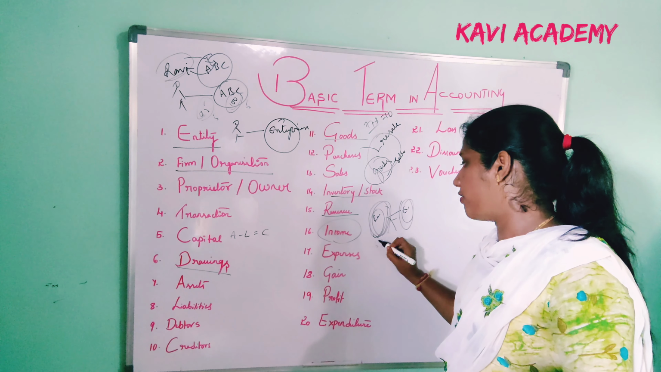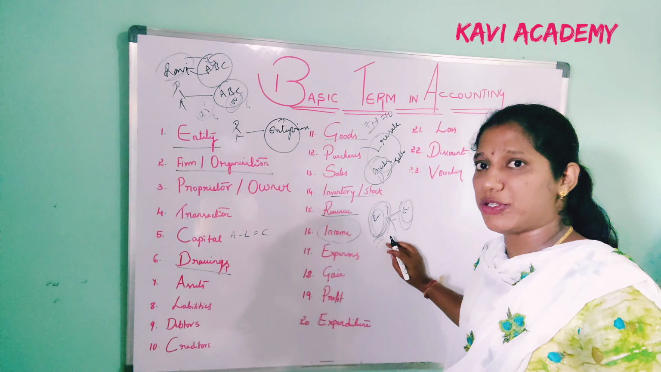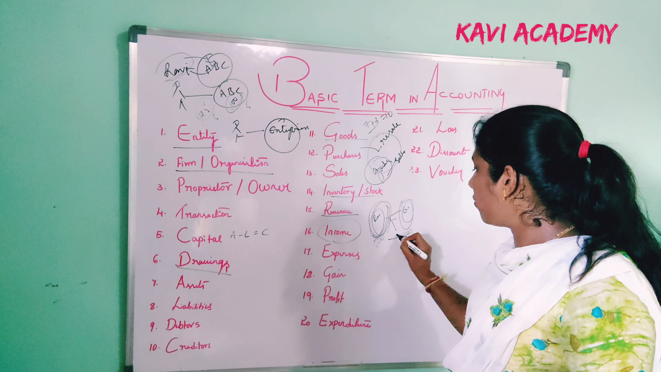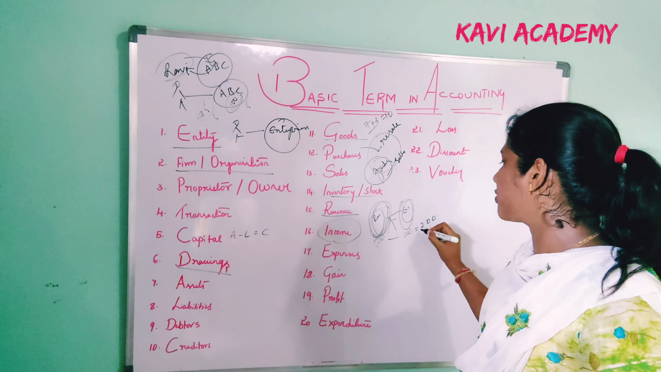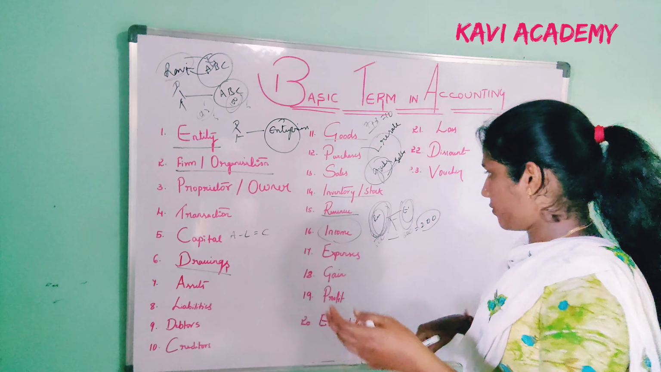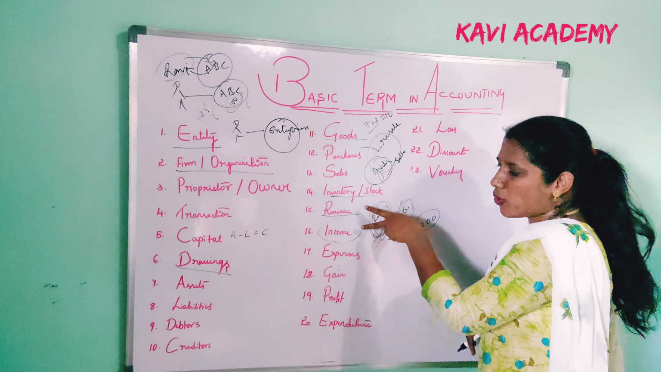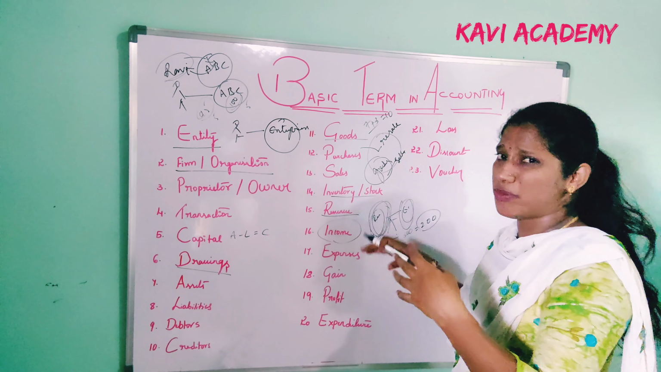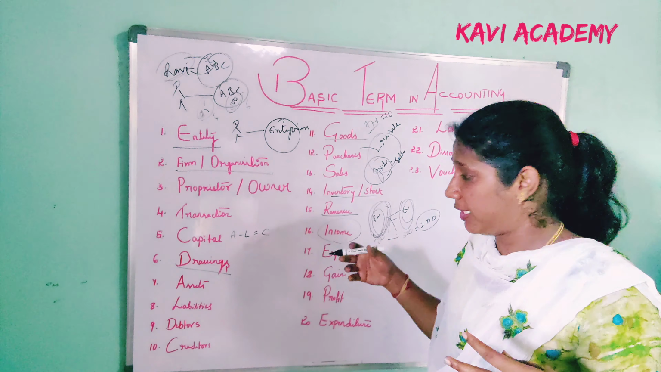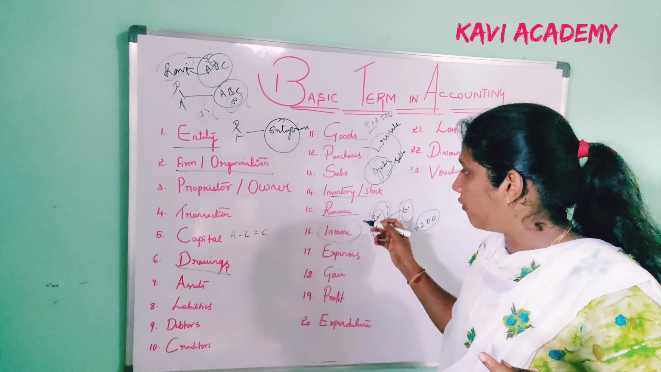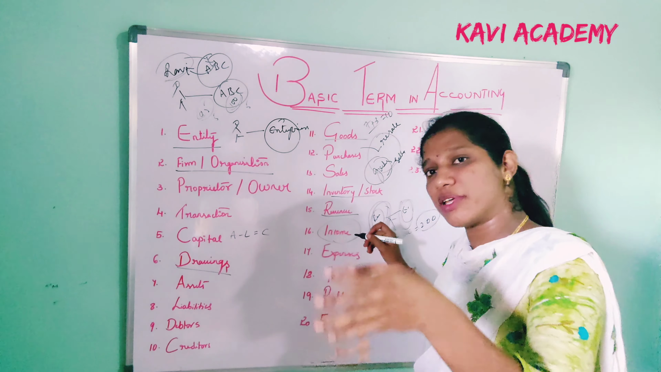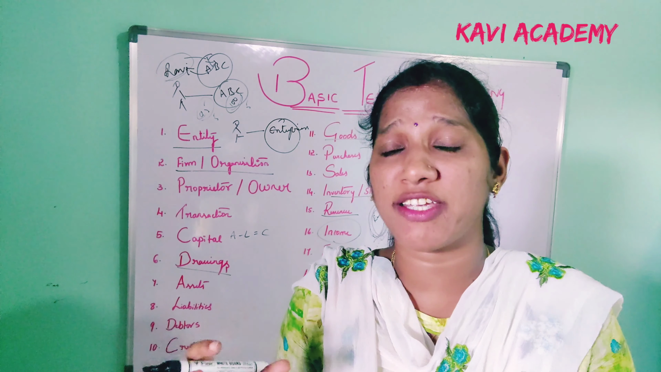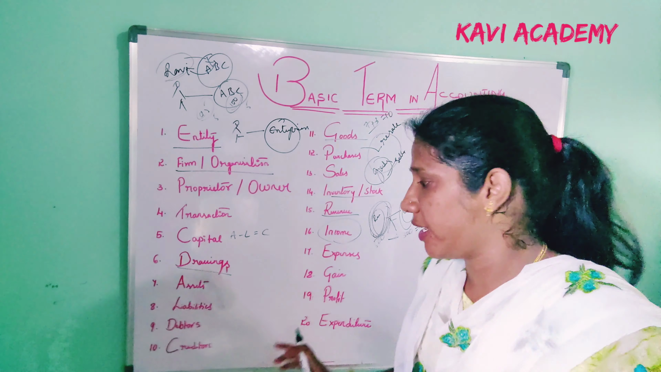For example, you received 500. Then you have expenses, your payment is 300. So how much remains? 200. That 200 is income. Revenue and income are similar, with the same meaning. Revenue means we are receiving money regularly. Income we are not receiving regularly, but it is the total of the revenue minus your expenses.